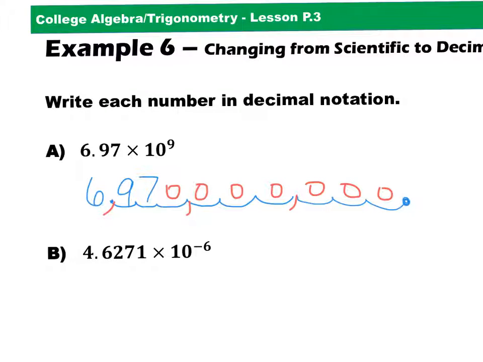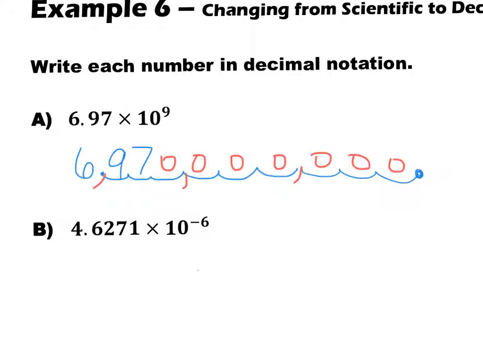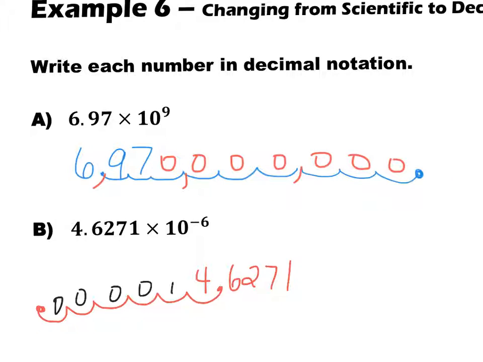Does that make sense? Yes, no? Yeah. Okay, so let's look at this one. I have 4.6271 times 10 to the negative 6. Which way am I going to move my decimal point? Left. To the left. How many spaces? Six. 1, 2, 3, 4, 5, 6. What do I put in all those spaces? Yeah. Good job, guys. You guys remember this?